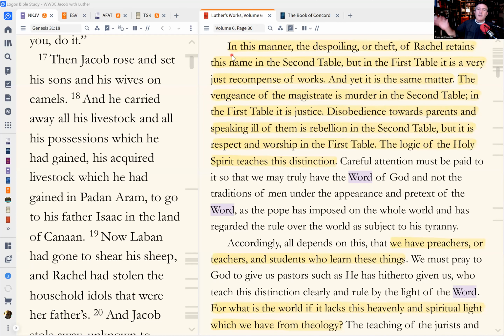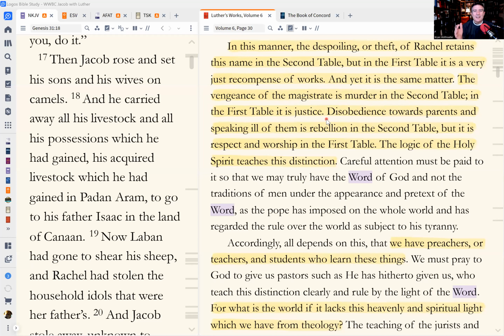Okay, so Luther's going to come back to the text. In this manner, the despoiling or theft of Rachel retains the name in the second table, theft. But in the first table, it's a very just recompense for works, reward. And yet it's the same matter. The vengeance of the magistrates is murder in the second table. In the first table, it's justice.